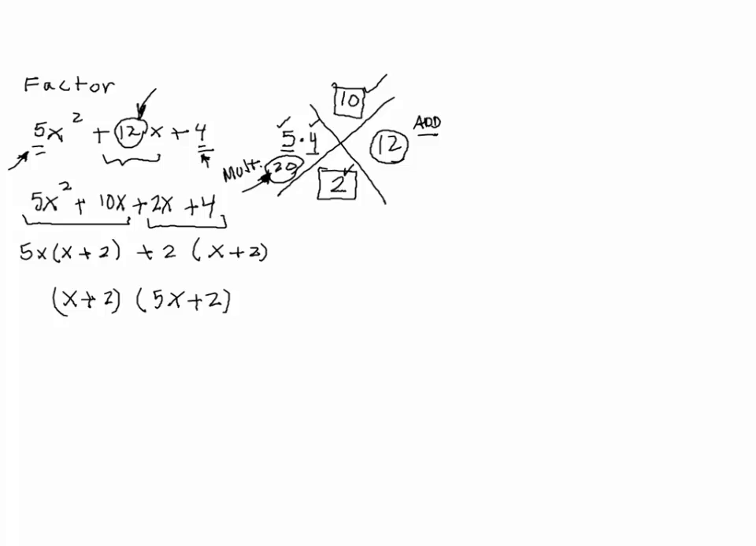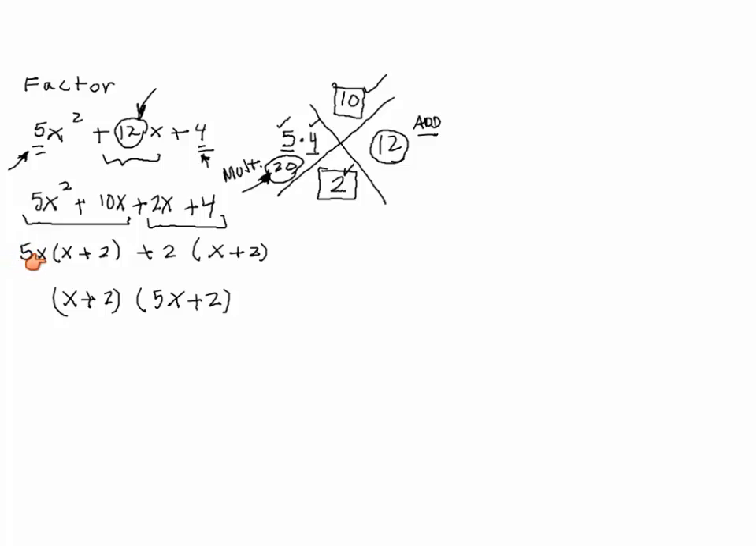So we're looking for two numbers. When we multiply them together, we get 20, and when we add them, we get 12. So 10 and 2 would work here. That would add up to 12. So we're going to break 12 into 10 and 2. 12x would be 10x plus 2x.